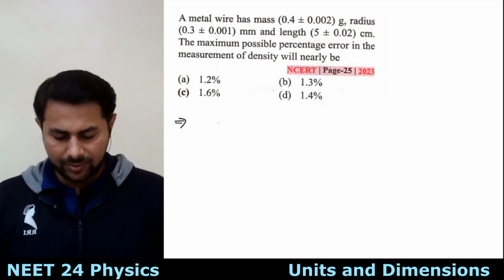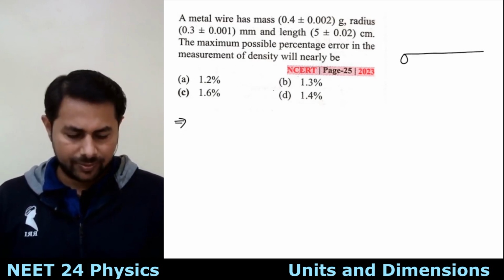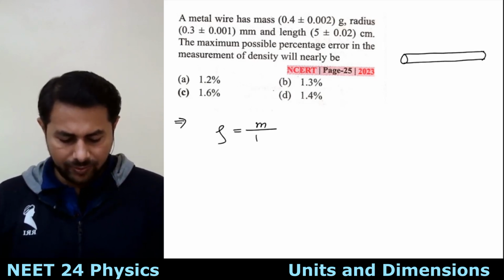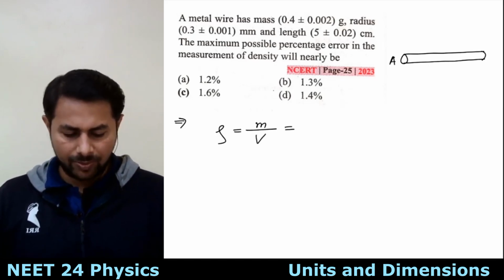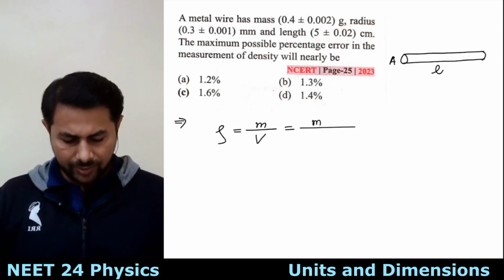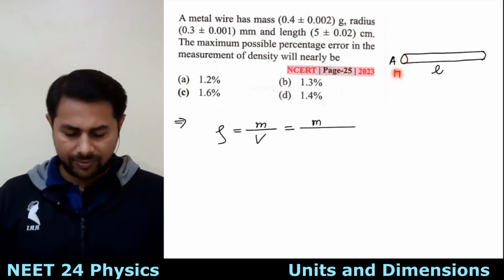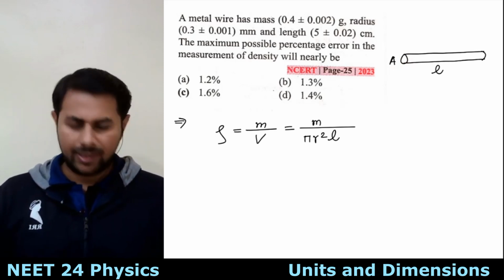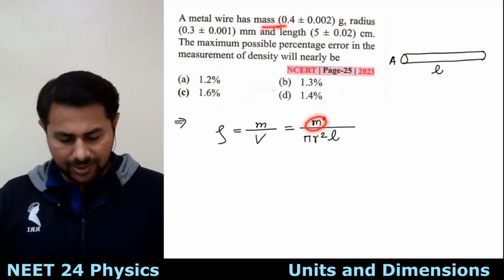What is density? This is a wire, okay? Mass upon volume. It's mass upon volume, right? So density is mass upon volume, and this is a wire. So what will be its volume? It's area of cross section multiplied by length, right? So what is the area of cross section? It is circular one, so this is pi r square. R is the radius multiplied by length, and then the error in mass is given, right?